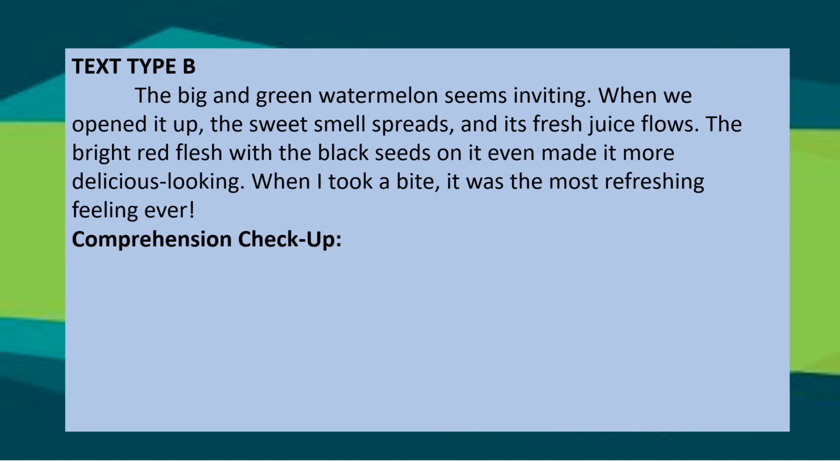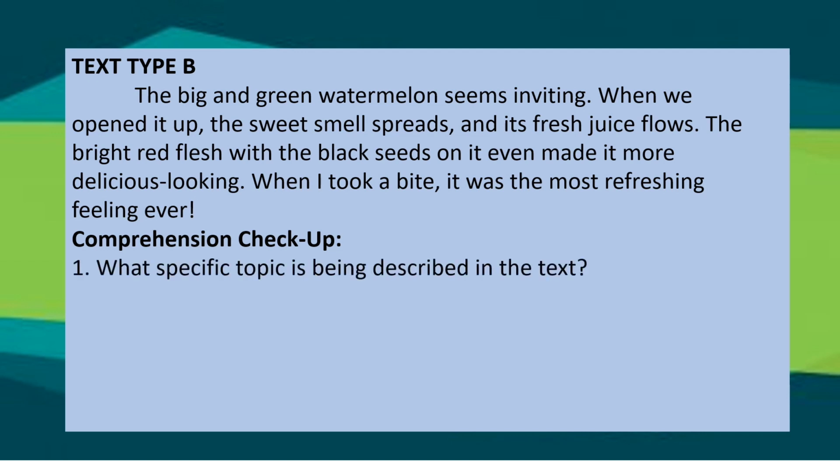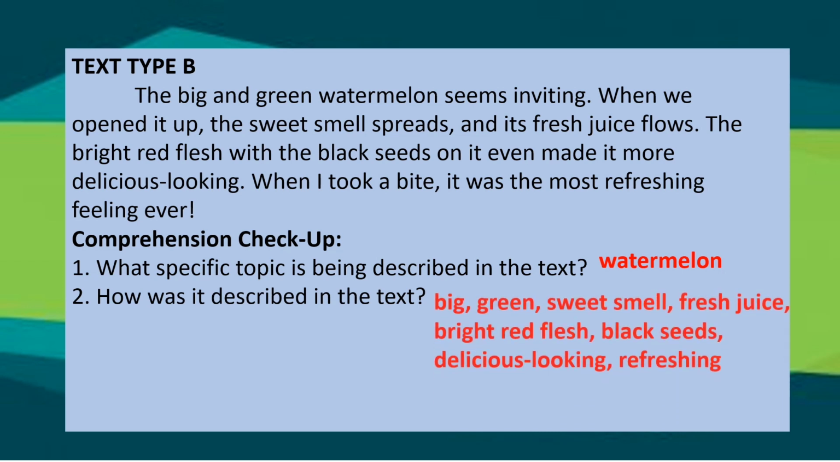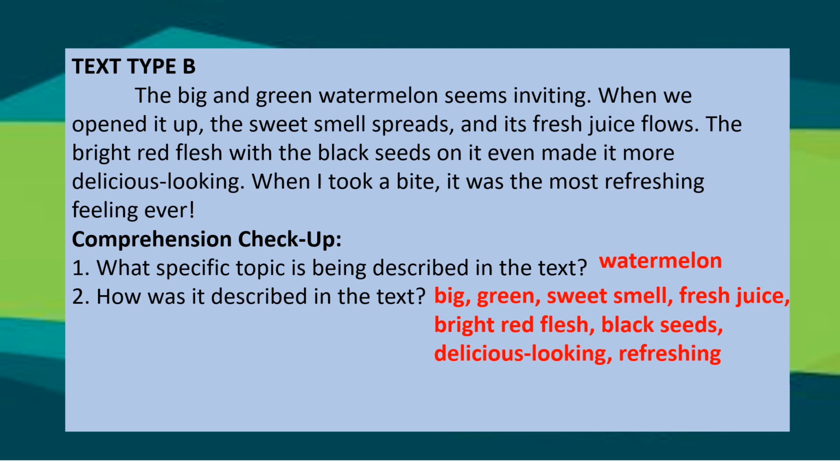Let's answer the comprehension checkup. Number 1. What specific topic is being described in the text? Correct, it's a watermelon. Number 2. How was it described in the text? Correct. Big, green, sweet smell, fresh juice, bright red flesh, black seeds, delicious looking, and refreshing.